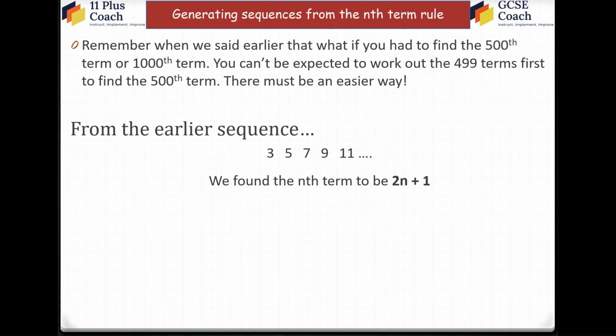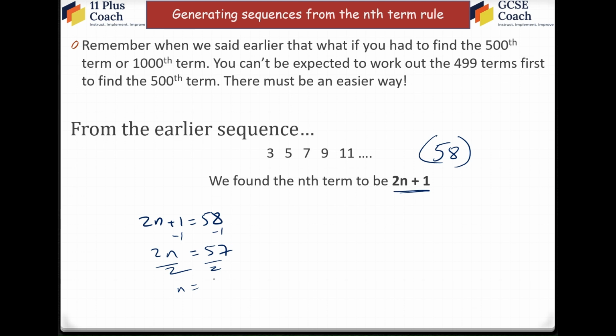The second benefit is you can check if a number is in the sequence. So let's say I want to see if the number 58 is in this sequence or not. Well, I've got the nth term rule, which is 2n plus 1. I simply make it equal to 58. Now, I need to solve this to find what n is. If you haven't seen the video on algebra, please watch that first. So minus 1, take away from both sides, you end up with 2n equals 57. And you divide both sides by 2, and that will give me half of 57. Half of 50 is 25, and half of 7 is 3.5, that'd be 28.5.